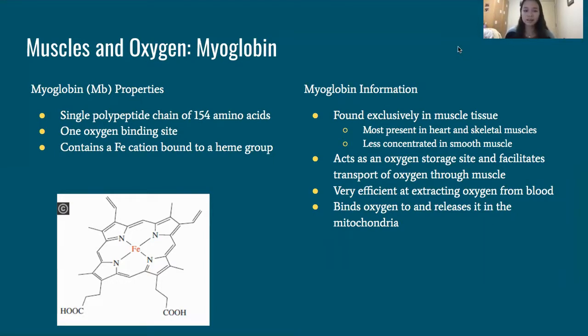Another interesting part about muscles and oxygen is myoglobin proteins. These proteins are found exclusively in muscle tissue and are most present in heart and skeletal muscles, and they're less concentrated in smooth muscles. They act as a storage site and facilitate transportation of oxygen through the muscle. This is highly important because it supplies oxygen through all of our muscles and gets oxygen there very quickly. It can extract oxygen from the blood easily because it has a high affinity for oxygen, and it also binds to oxygen and releases it into the mitochondria.